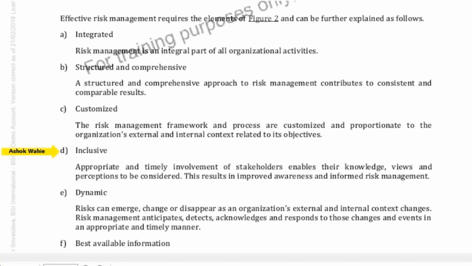Now, why do we need to apply this principle of inclusiveness? We should have a policy, procedure, approach of involving various stakeholders in a timely manner. Why? Because when we apply a communication and consultation approach, we seek the views, the advice, the knowledge and perceptions of various stakeholders who are involved in a particular risk. So this will help to ensure that we improve the culture of the organization because we are involving everybody. We are motivating everybody to contribute.